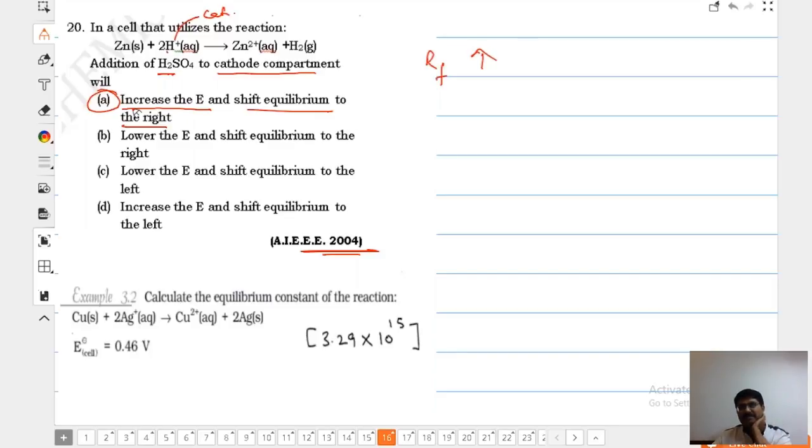Clear? Right. Okay. Shall I move ahead? Sure? Can we move ahead, children?